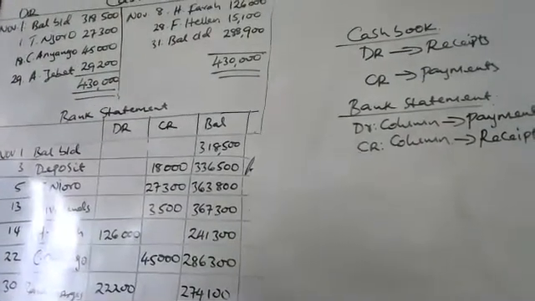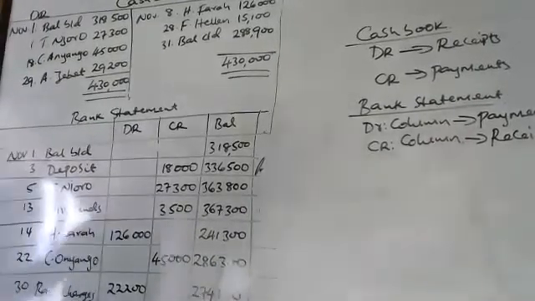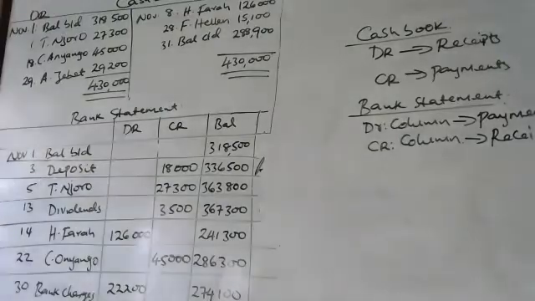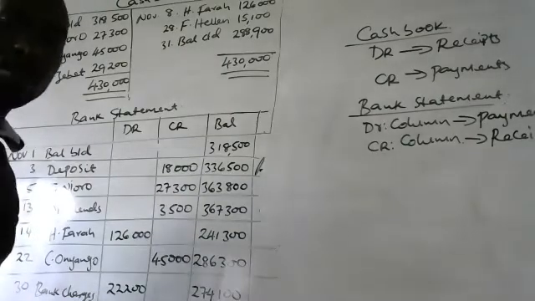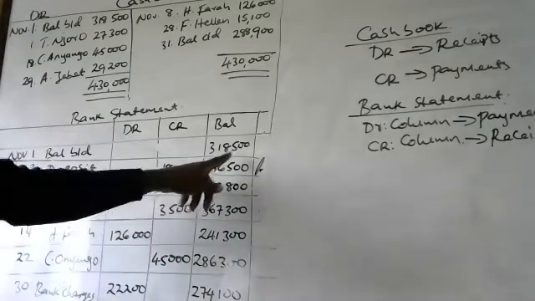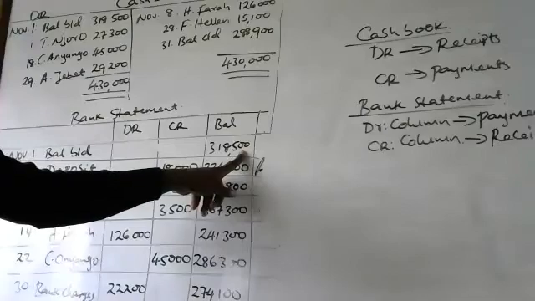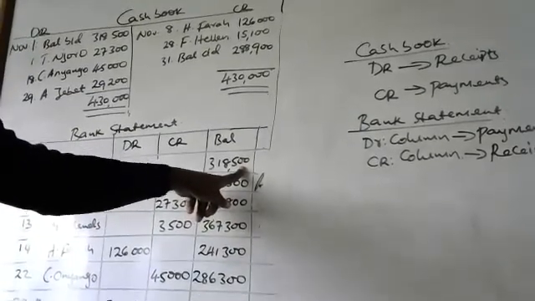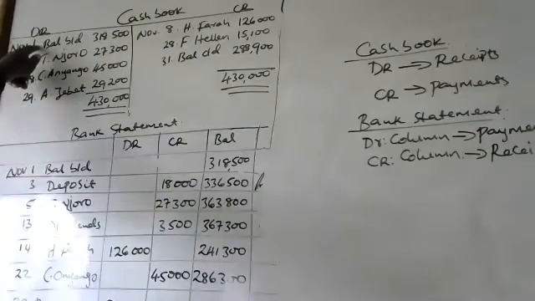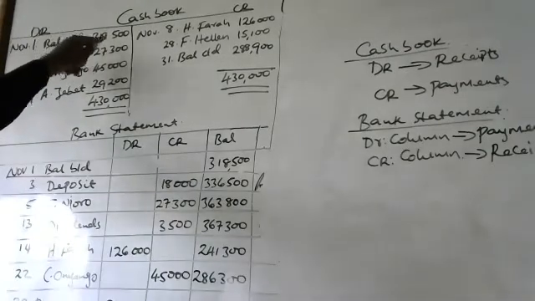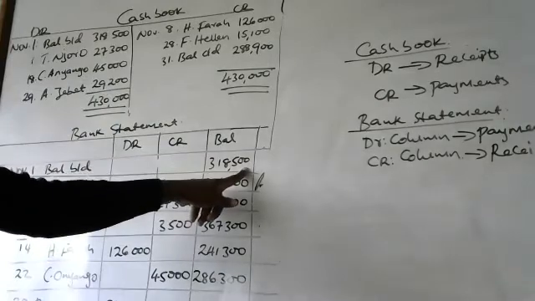That's why when you come to our bank statement that we have here, you can find that the starting balance is 318,500, which is the same as the balance that we have here at the start of the month. So at the start of the month, that is November 1, the opening balance here is a debit balance. Here it is actually the same. So we started with the same balance.